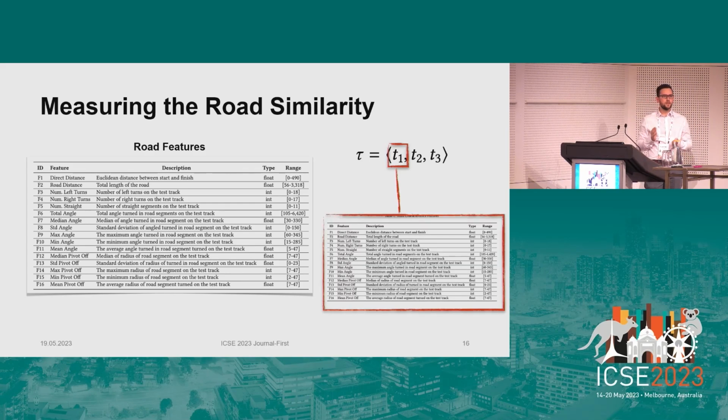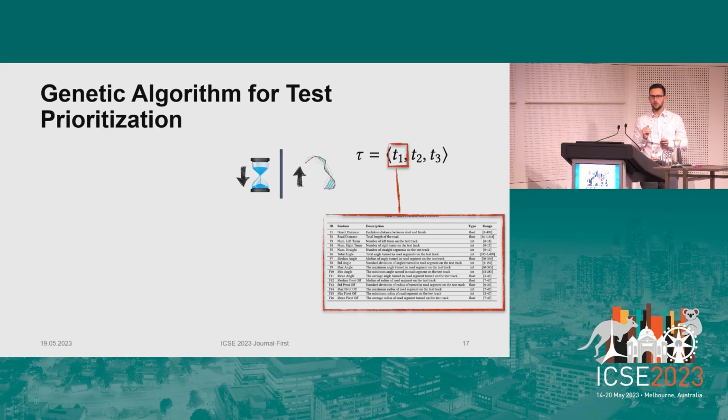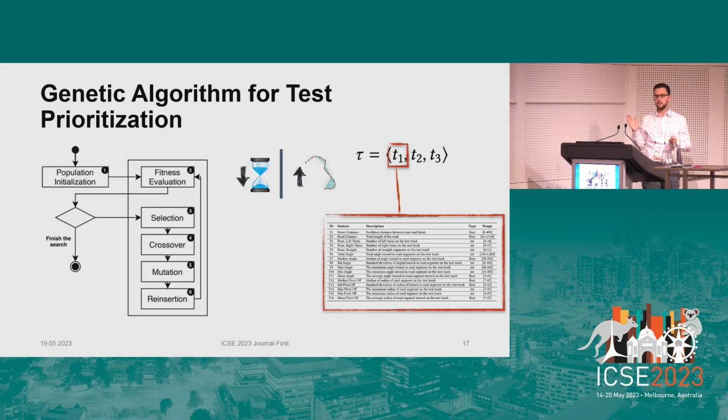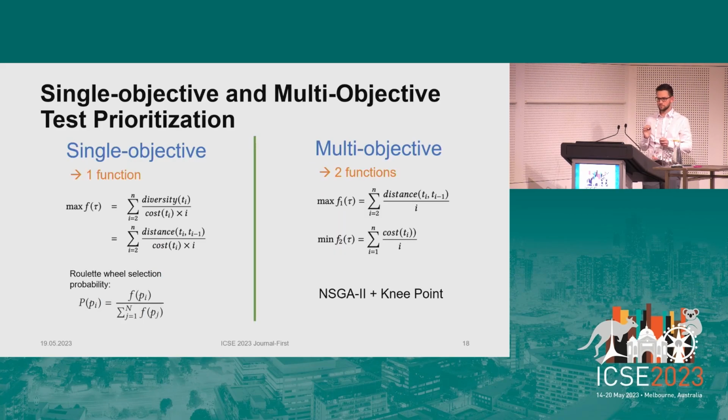As you see, a test suite is a sequence, a permutation of test cases which consists of road features. We want to minimize the testing execution costs early in the testing process and diversify test cases in the beginning of the testing process. So this is an optimization problem we solve with a genetic algorithm.